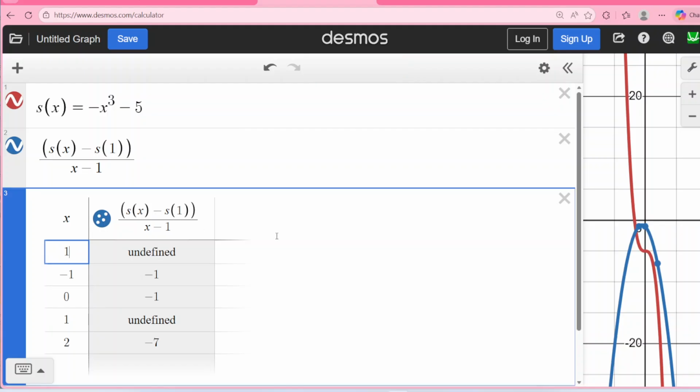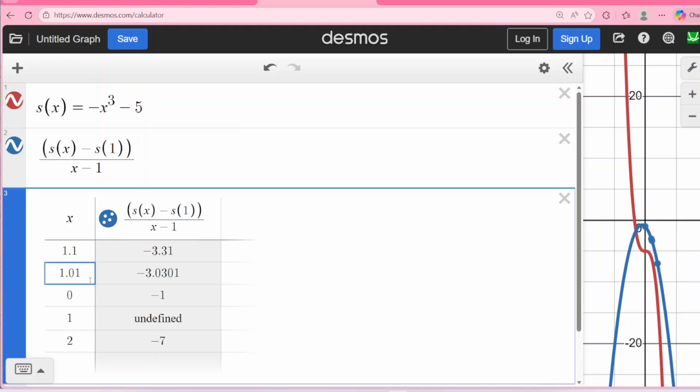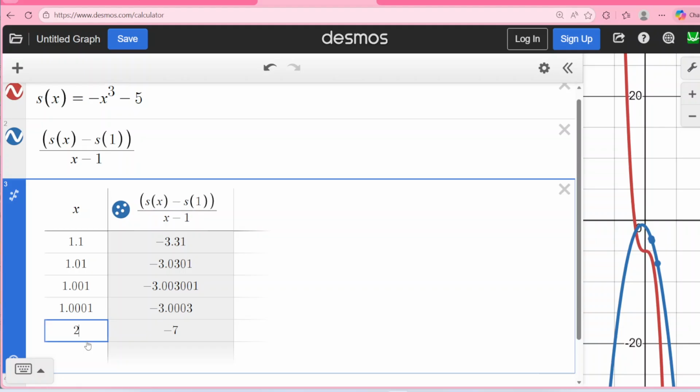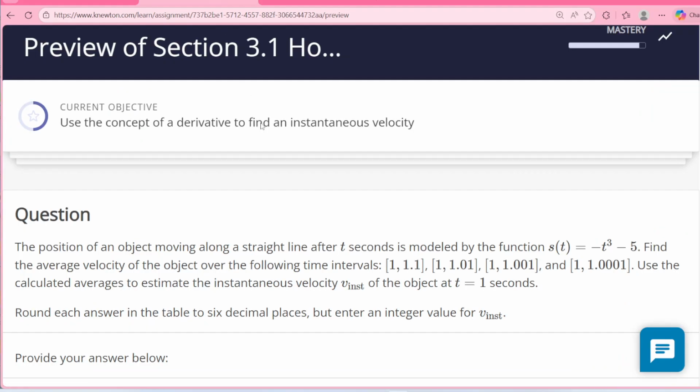All right, so now I want to put in from 1 to 1.1, then from 1 to 1.01, from 1 to 1.001, 1.0001, and you see how at 1, it's undefined, because we're just seeing what happens as we approach 1 for these average velocities. Now, looking at the table, it looks like the velocity at 1 will be -3 feet per second or meters per second, whatever it is.